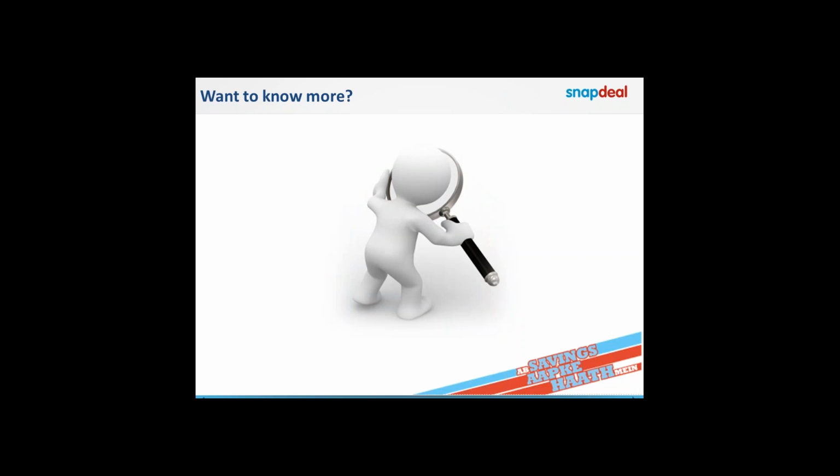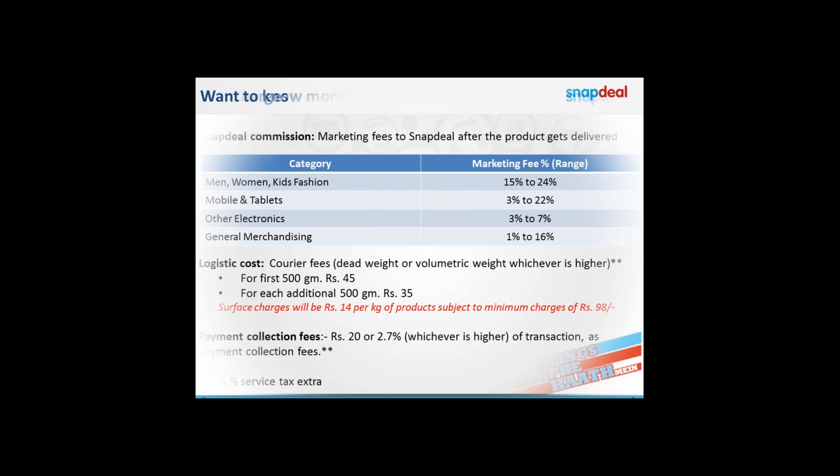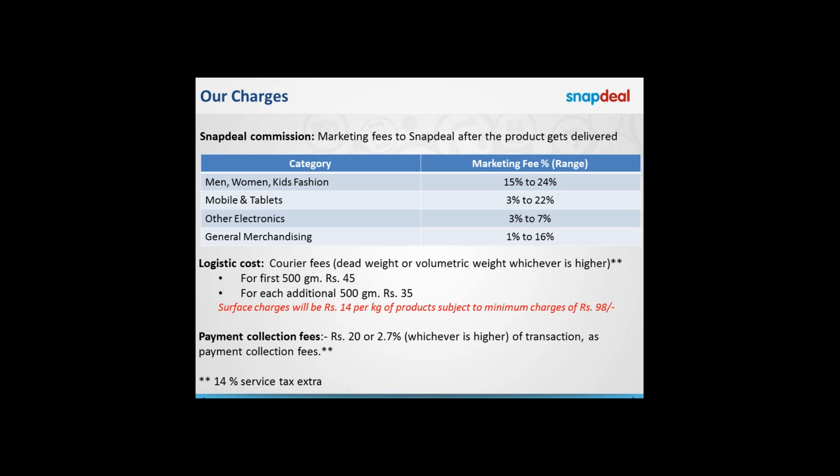So to know more, it is very important to know about the commercials which are involved and what other charges a seller might have to bear while he's fulfilling orders. So there's a marketing fee, as we spoke about. The marketing fee is to be paid only when a sale is received. We've got 6 primary categories under which we operate, and here is a range, a ballpark idea as to what kind of marketing fee he might have to pay once he receives a sale.